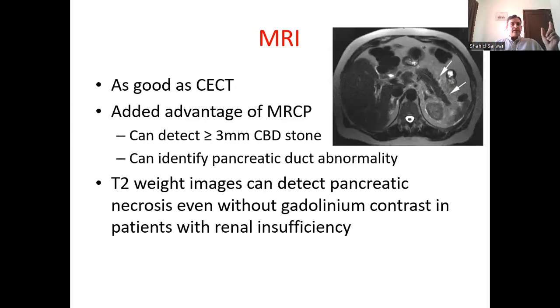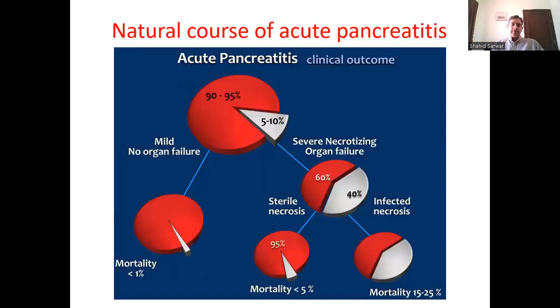MRI has its own place. There are a few advantages with MRI. It can pick up a stone of more than 3 millimeter in the CBD, which may be missed in CT scan. Then pancreatic duct abnormalities are better identified and delineated in MRI. And thirdly, you can perform a T2 image to diagnose necrotizing pancreatitis without giving the contrast, especially in a patient who has renal insufficiency, where giving contrast is not an option. So these are the situations where you may opt for MRI.